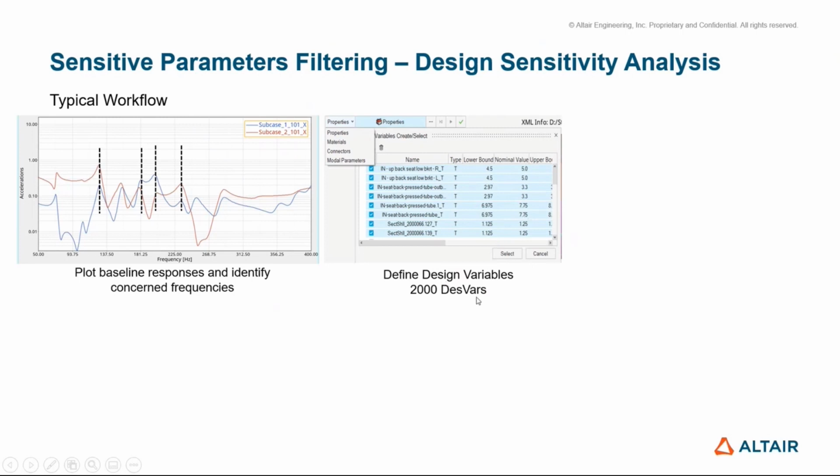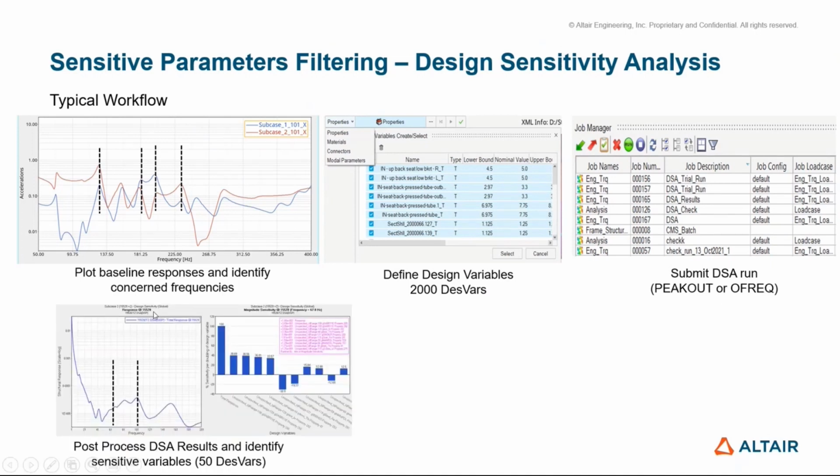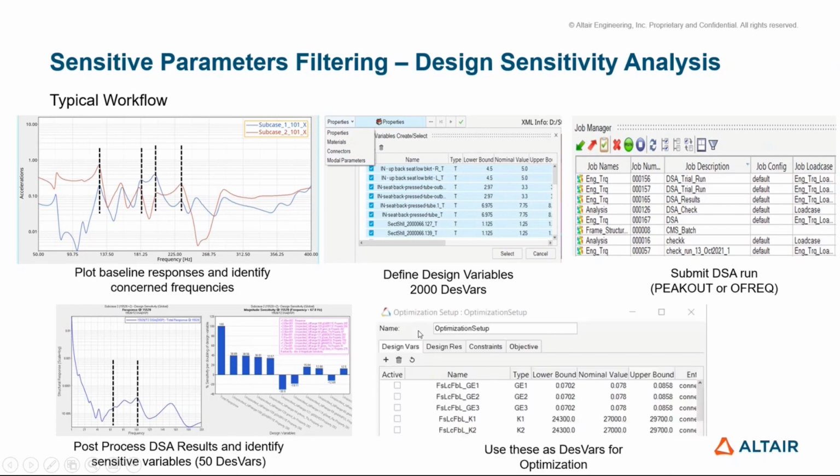So I'm just putting some rough number here. Maybe you will define some 2000 design variables and submit the DSA run for concern frequencies using OFreq or by using pcut. Once your sensitivity results are out, you post-process the DSA results and identify the sensitive variables. Maybe from the list of 2000 design variables, you can identify a reduced list, maybe 50 or 100, and then use these sensitive variables as design variables for optimization. So this is the typical workflow.